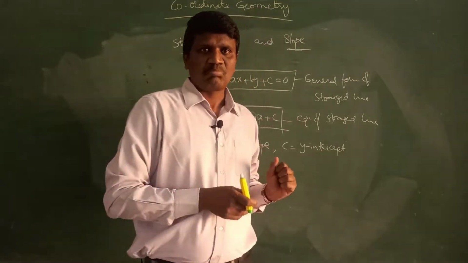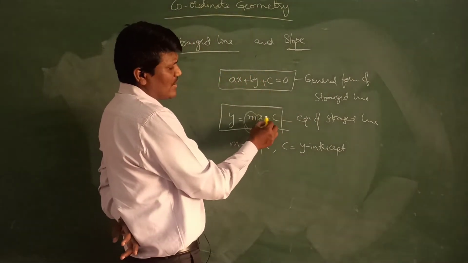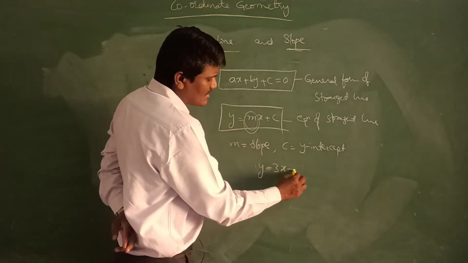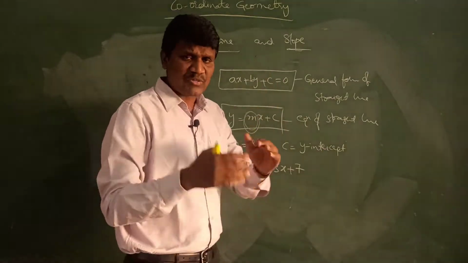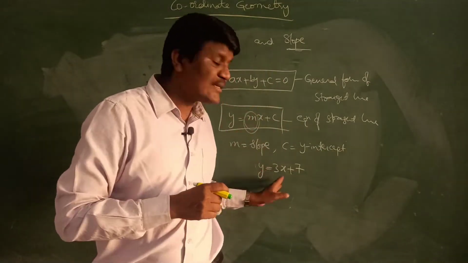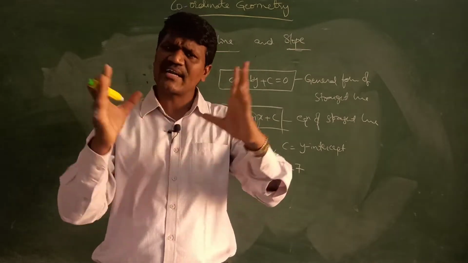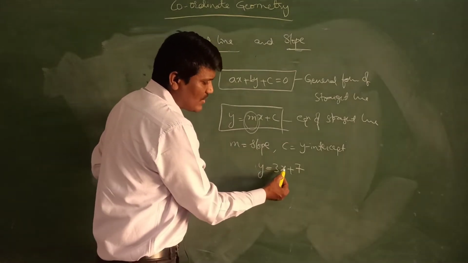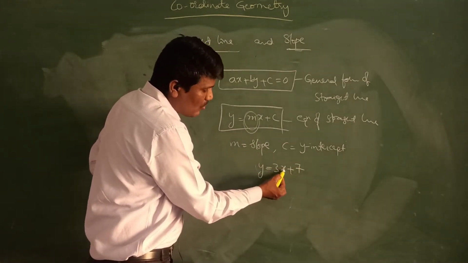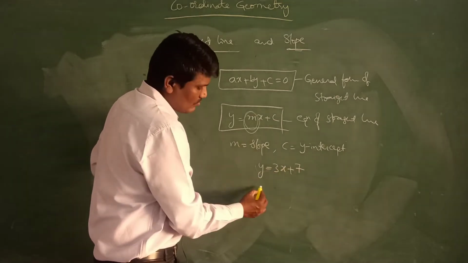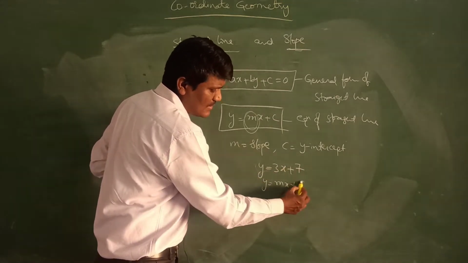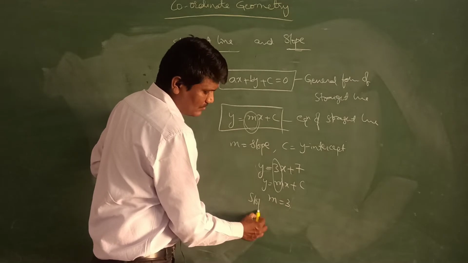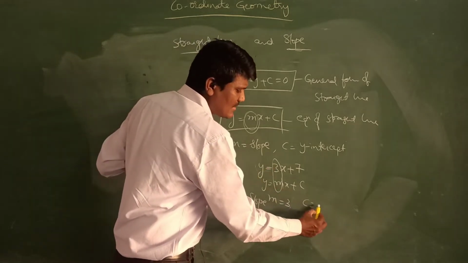What is slope and what is y-intercept? Let us see now. Suppose y is equal to mx plus c. If there is a question like this, y is equal to 3x plus 7, what is the slope? A direct question can come. In y is equal to 3x plus 7, compare with y is equal to mx plus c. The coefficient of x is the slope, so m is equal to 3. m is nothing but the slope. m is equal to 3 and c is 7.